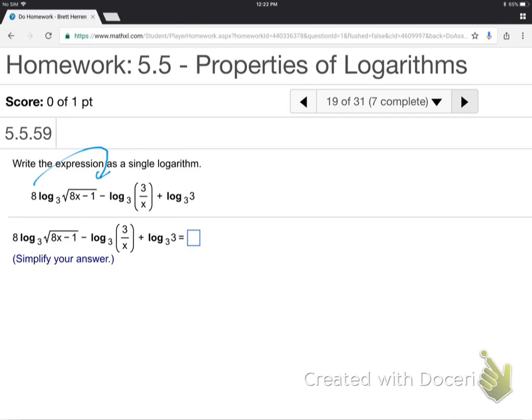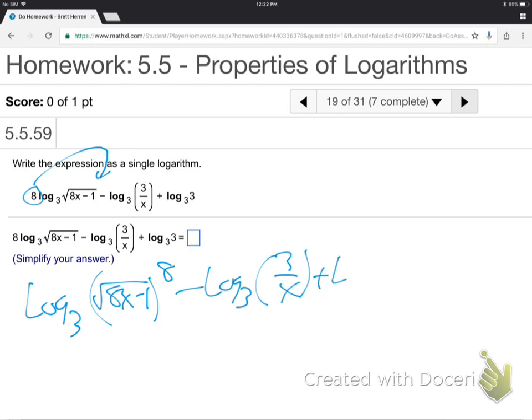Put those things together, crunch them into one log. I better help with this. And this one has some more tricks. They have a lot of algebra tricks. So this 8's going to go to the power zone, right? Log base 3 of the square root of x minus 1 to the 8th. This is a hard one. This one has a couple of tricks. Oh yeah, it definitely does.